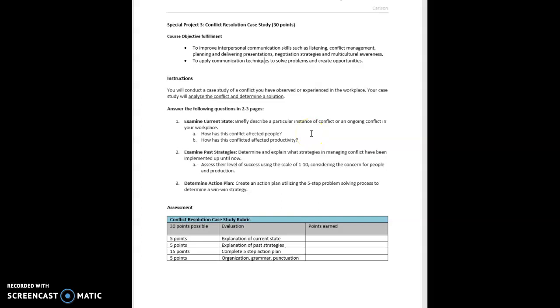always juggling in leadership. Second piece, examine past strategies. Determine and explain what strategies in conflict management have been implemented up until now, and then assess their level of success using a scale of 1 to 10, considering the concern for people and production. Please refer to your textbook, the chapter on managing conflict.